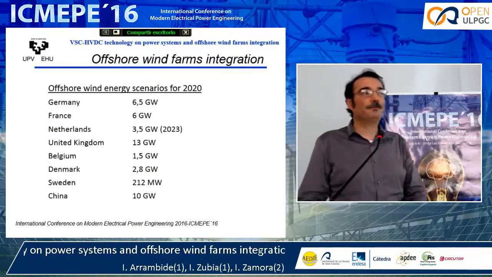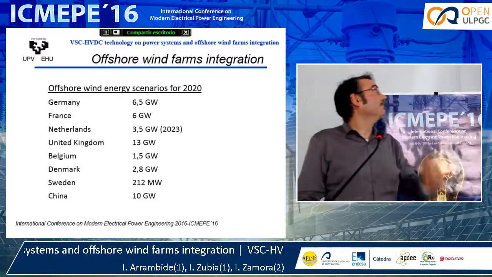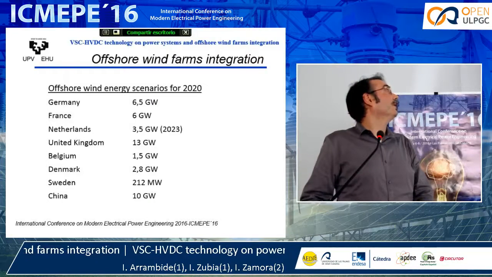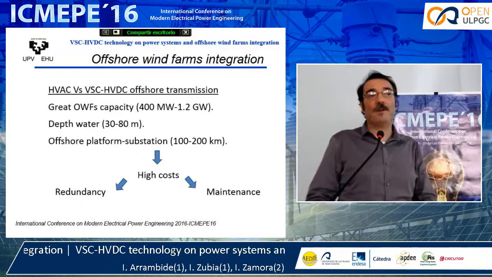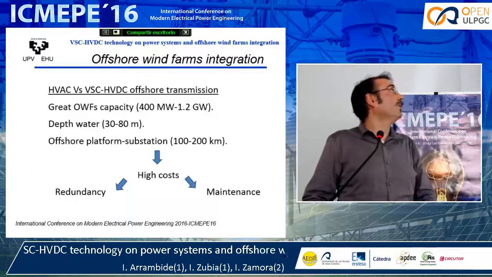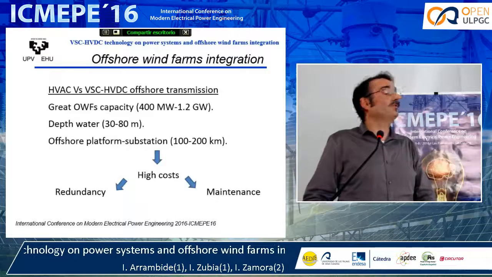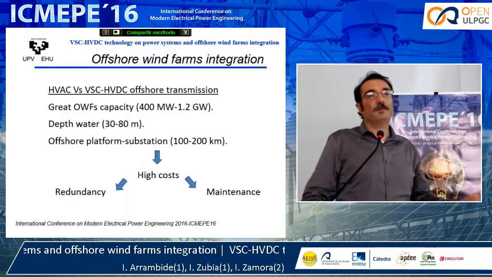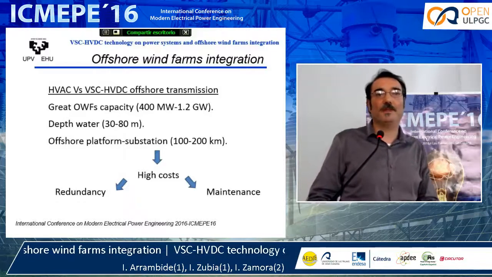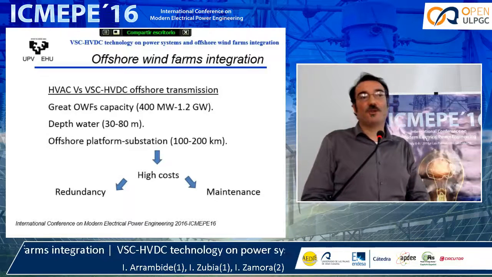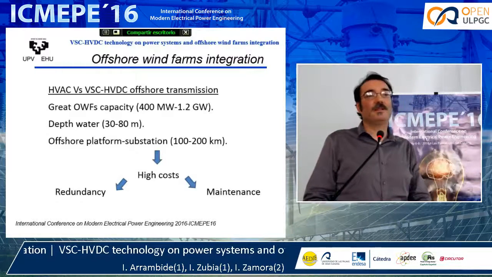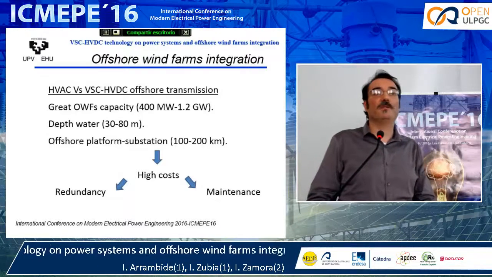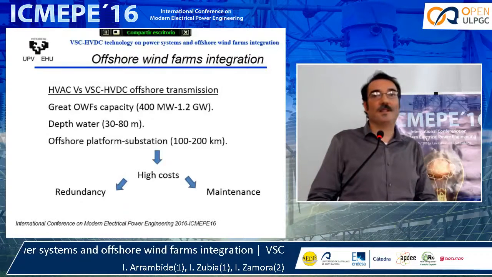So let's go to the sea. In the sea, bulk power is expected to be produced by offshore wind farms. So it's clear that offshore wind farms' capacity will be really high, up to 1.2 gigawatts, and deep water will be very big too. So the distance between the offshore platform and the substation could be more than 200 kilometers. This means that the costs will be really high, and developers start to take into account 2 different aspects. The first one is redundancy of the system, and the second one is maintenance.